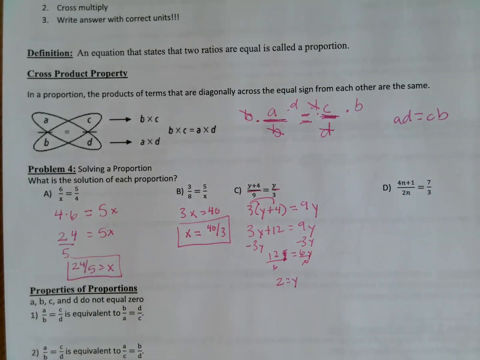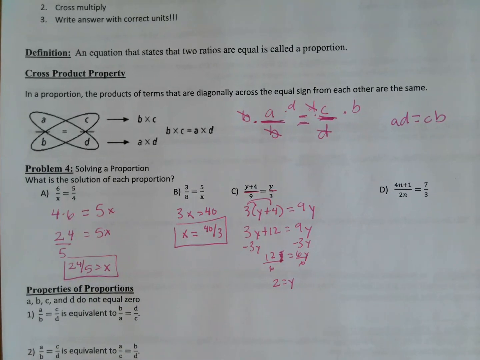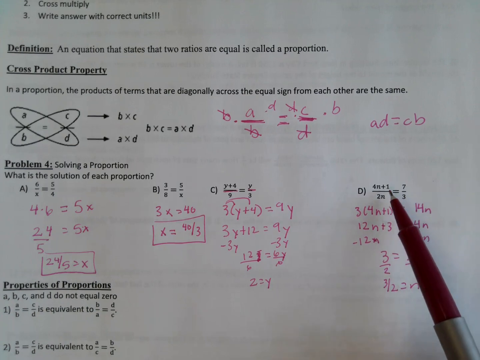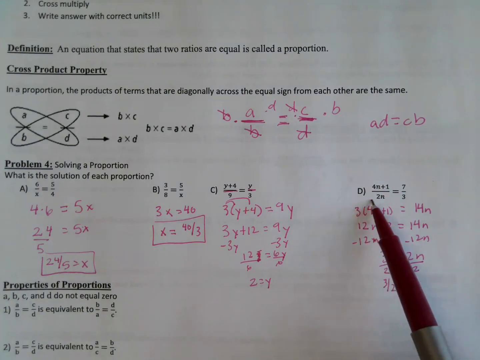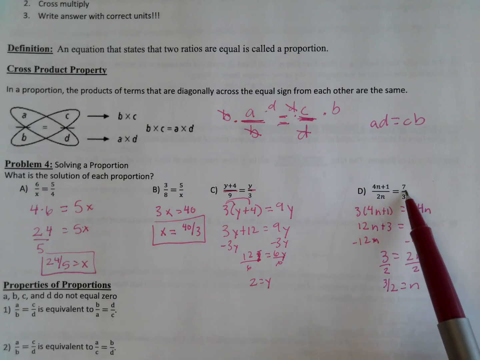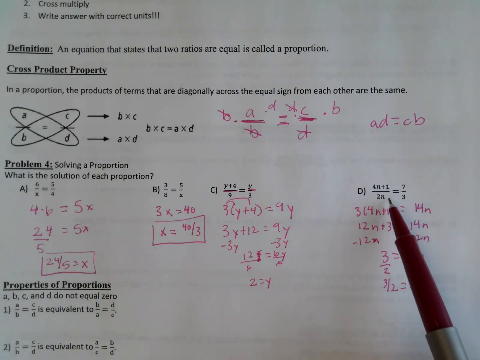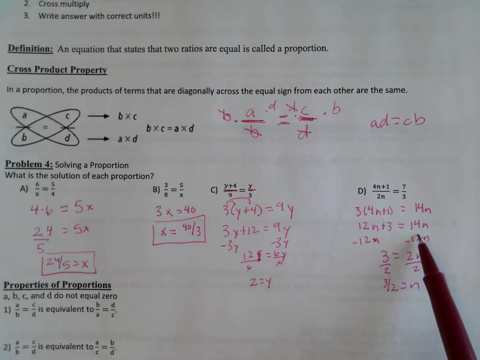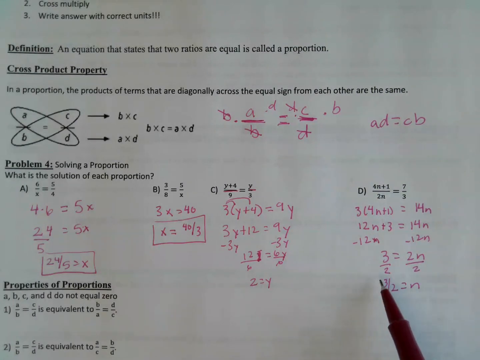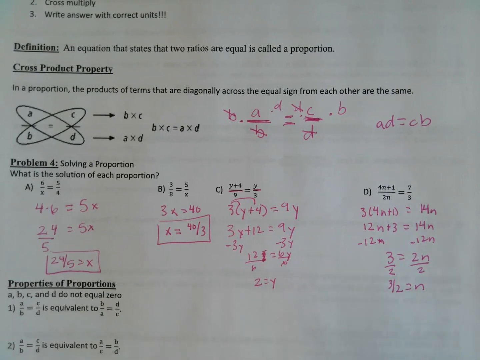I want you to pause the video and try to do d by yourself. So this whole 3 gets multiplied by everything, so that becomes 12n. This becomes plus 3. Multiplying my 2 times n, 2n times 7, you get 14. So I can subtract this 12 over and then divide by 2, so your answer should be 3/2.